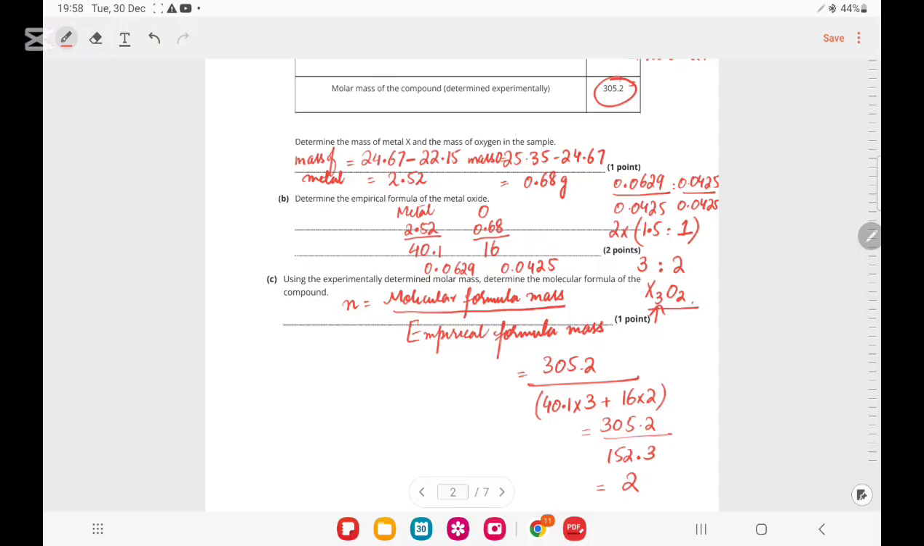Now applying the next formula, which is N is equal to molecular formula divided by empirical formula, and N here is going to be 2. Molecular formula we need to find out, empirical formula is X3O2, and molecular formula here becomes 2 times X3O2, and that would become X6O4.